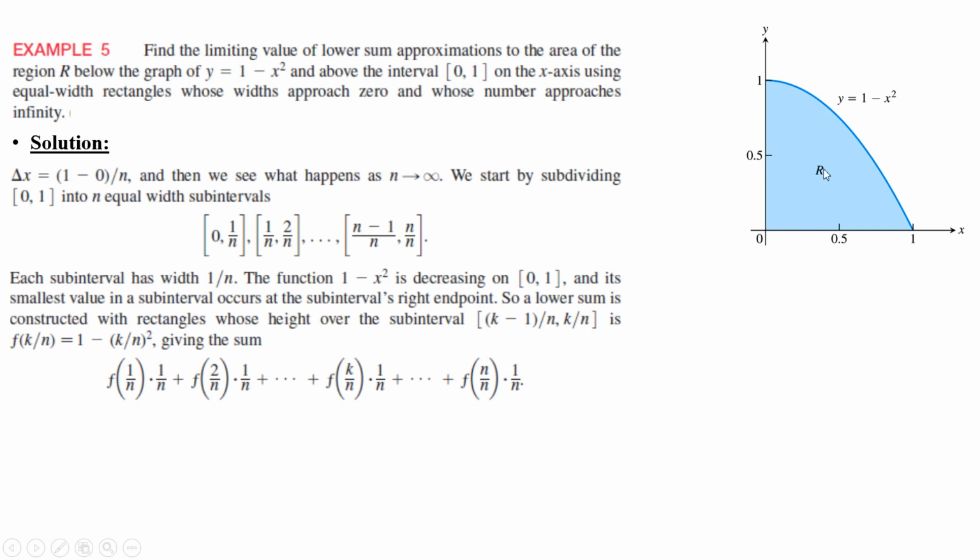You have already done this region in section 5.1 as well, but in that section we used only 2 rectangles and 4 rectangles, and then we saw the results for 16 rectangles as well. But in this case, we have to approximate the lower sum as the number of rectangles approaches infinity. So let's see how to do it.